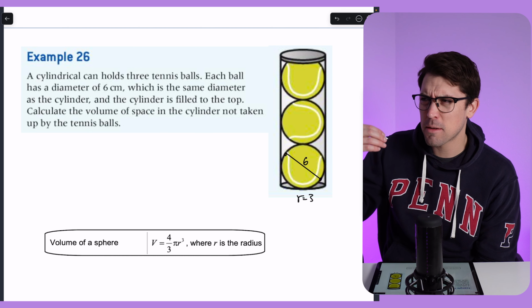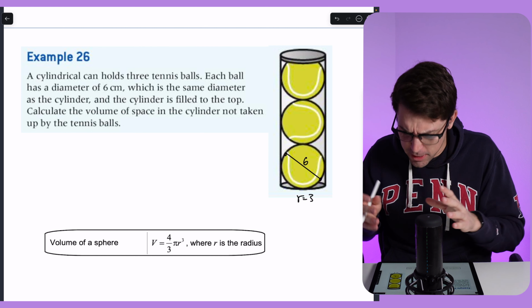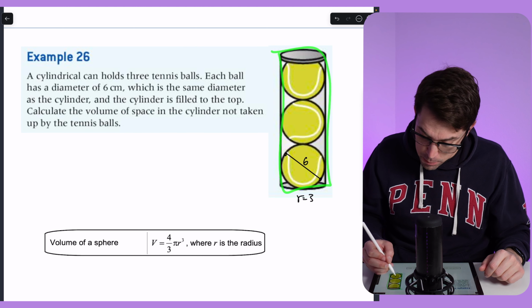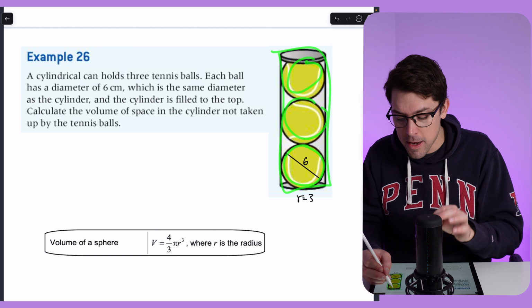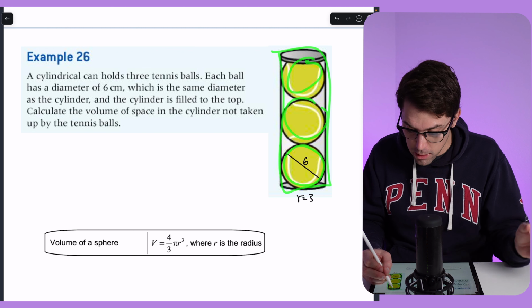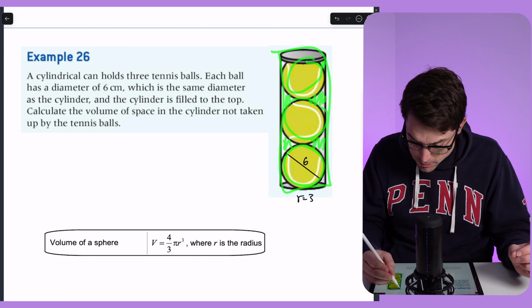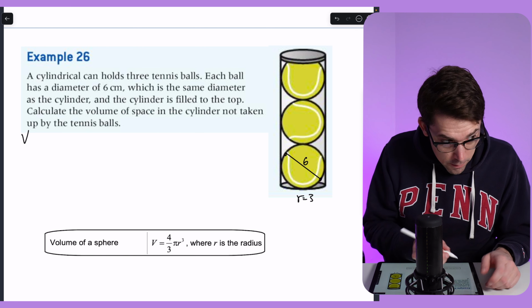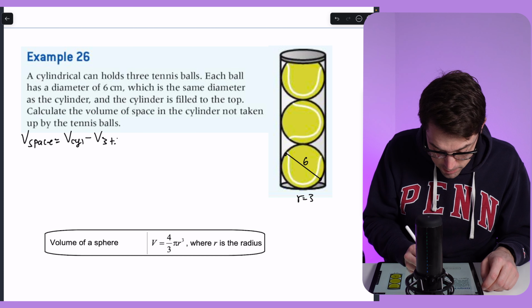So it's similar to some of the sector problems that we've covered in previous videos. We're going to be finding the volume of our largest shape, which in this case is going to be the cylinder. Then we're going to find the volume of these 3 tennis balls, because if we subtract the volume of the 3 tennis balls from the overall volume of the cylinder, well then whatever's left is just what isn't those 3 tennis balls. It's going to be the space that's left over. So the volume of, let's call it space, it's going to be equal to the volume of the cylinder minus the volume of the 3 tennis balls.